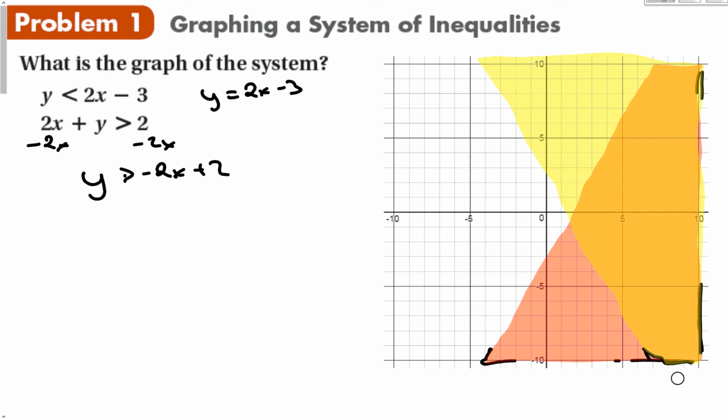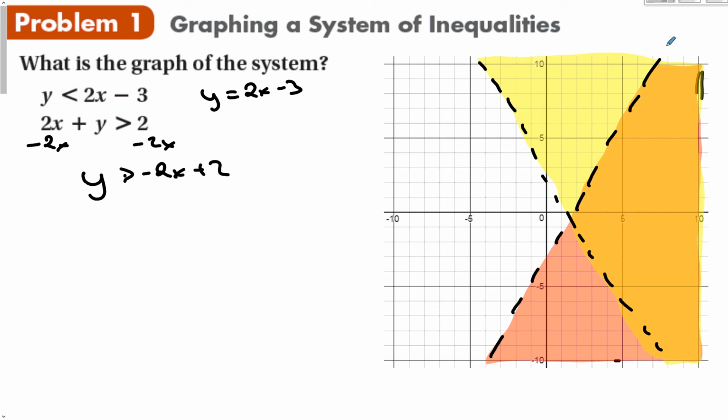And you can see that the place where these two inequalities intersect, I'm just going to make these lines real quick. There's the dotted lines. The region where they intersect is the orange region. So everything in the orange region right there is a solution to this system of inequalities. Okay, let's do one more.